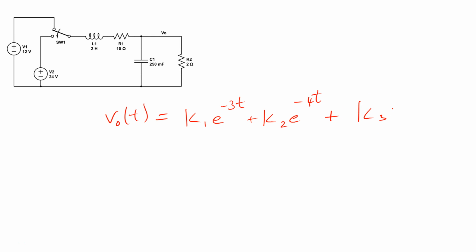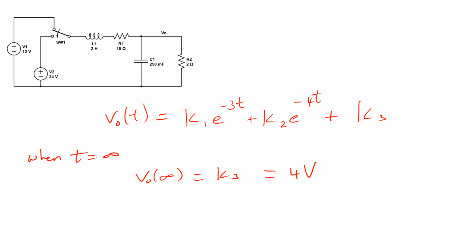So K3, I have to look at my circuit. If I want to find K3, I'm going to look at when t is equal to infinity. When t goes to infinity, then I have V0(t) is equal to, this is going to go to 0, this is going to go to 0, so I'm going to get V0(infinity) is equal to K3. And I know that V0(infinity), when I worked it out before, from the circuit, looking at the steady state values and so on, will be 4 volts.